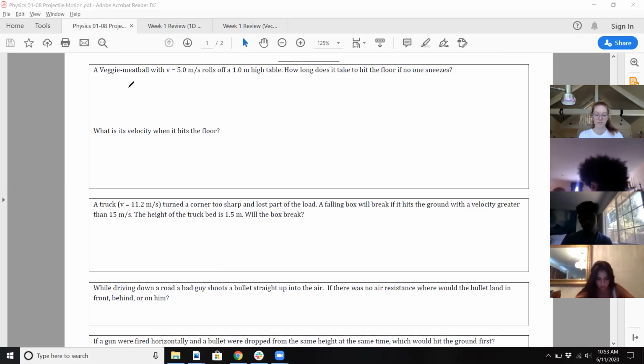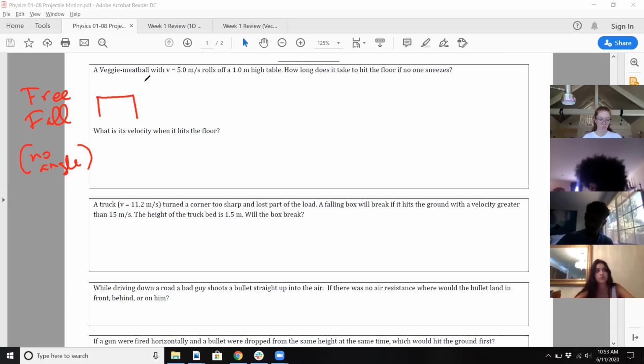this is not projectile motion, by the way. You simply have a table. Even if it's a veggie meatball, it's still gonna look brown, as you do. And it just falls on the table, falls off. So there's no angle or anything I have to really worry about. We're not launching it.